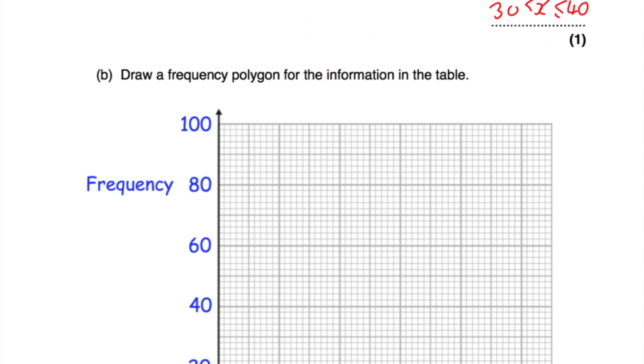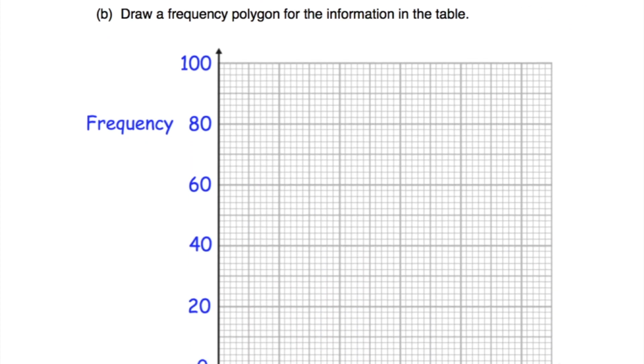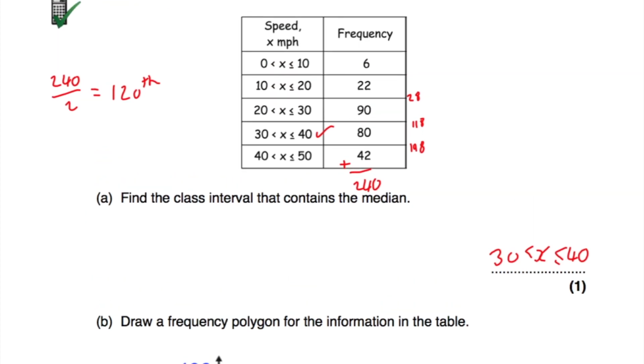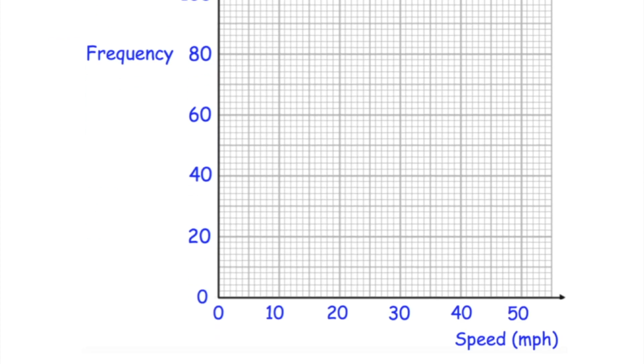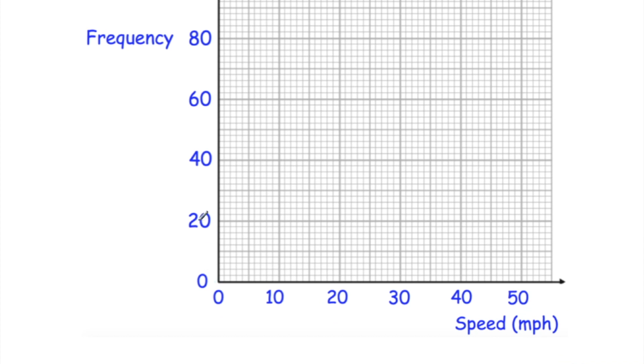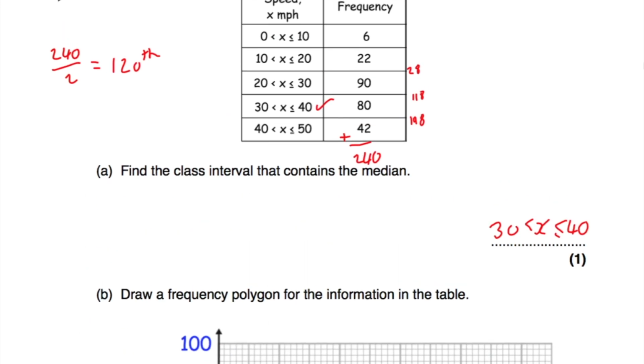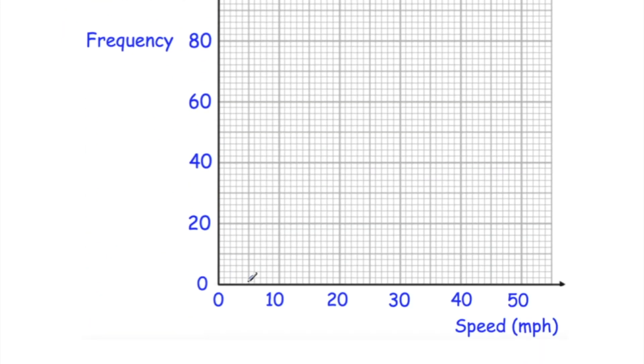Okay, part B. Part B says draw a frequency polygon for the information in the table. So if we go back up to the table, we've got the speed between 0 and 10 miles per hour. There's 6, so we want to go 5 across and 6 up. So now we're going from 0 to 20. If we have 10 squares, 20 divided by 10 is 2, so we're going up in 2s here. And we're going 5 across and 6 up, so 5 across and 6 up would be 2, 4, 6. So that'd be the third little square up.